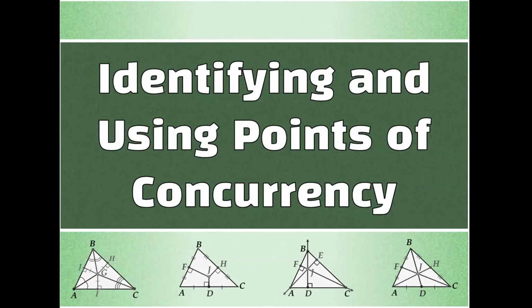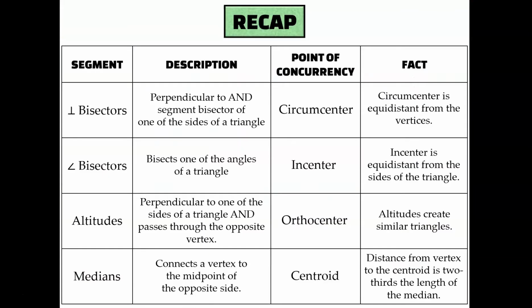Let's talk about how we can identify points of concurrency, as well as special segments drawn in triangles, and also how we can use these things to solve problems. In our previous video, we learned about the differences between perpendicular bisectors, angle bisectors, altitudes, and medians, as well as circumcenters, incenters, orthocenters, and centroids.